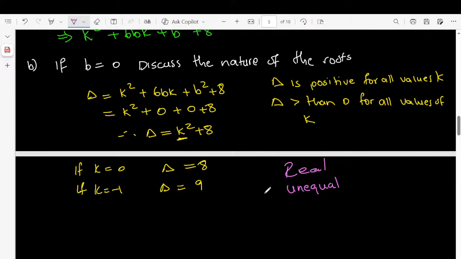You have 6bk, you substitute b as 0, then where's k? Let me tell you something. Listen. The question is, if I have 6bk and we substitute 0, tell me, what is any number multiplied by 0 equal to?